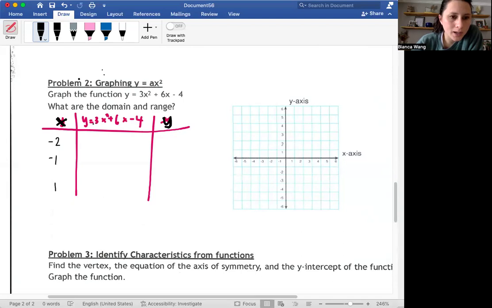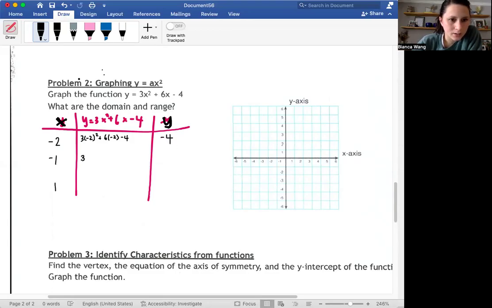So we're going to input x of -2, meaning 3 times -2 squared plus 6 times -2 minus 4. So you might need some more space to work this out, but -2 squared is 4. 4 times 3 is 12. 12 plus, this would be -12. 6 times -2 is -12. So 12 minus 12 minus 4 would make my y -4.